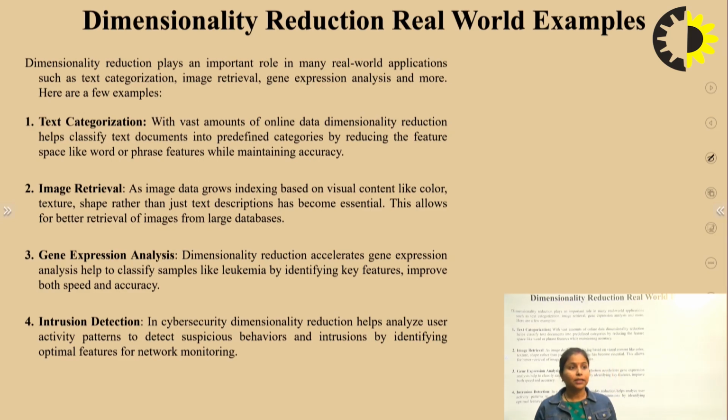Now the next example is gene expression analysis. Dimensionality reduction accelerates gene expression analysis and helps to classify samples like leukemia by identifying key features, improving both the speed and accuracy. The next is intrusion detection. In cybersecurity, dimensionality reduction helps to analyze user activity patterns to detect abnormal behaviors and intrusions by identifying optimal features for network monitoring.